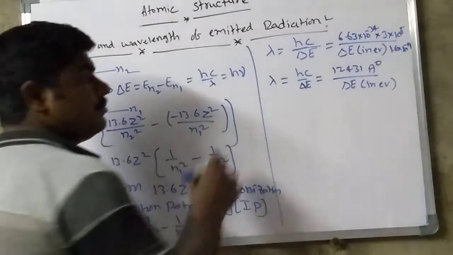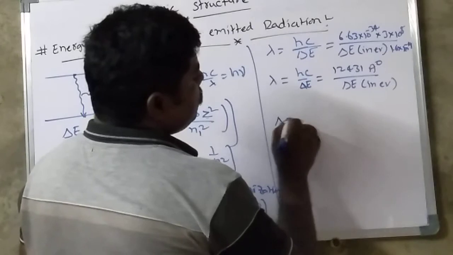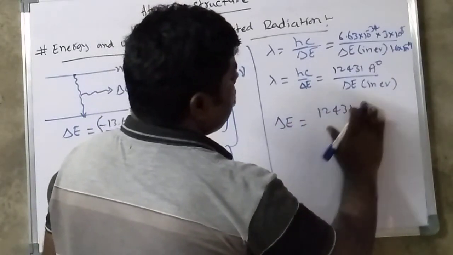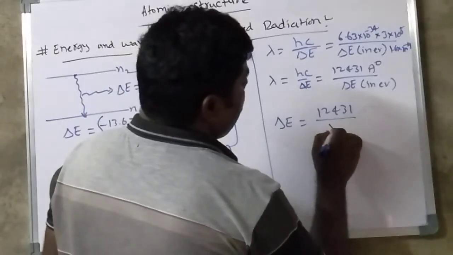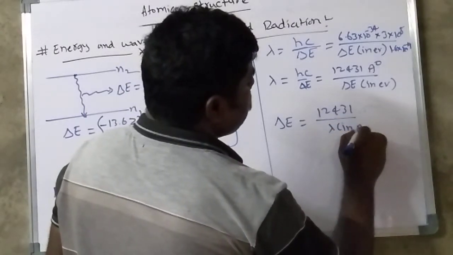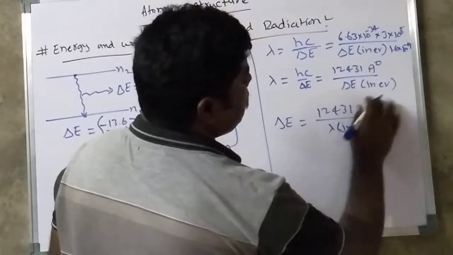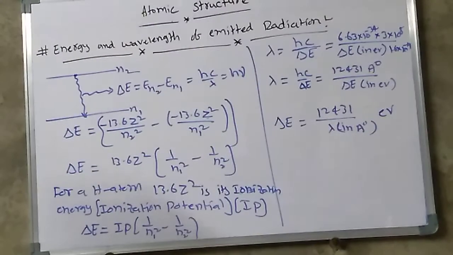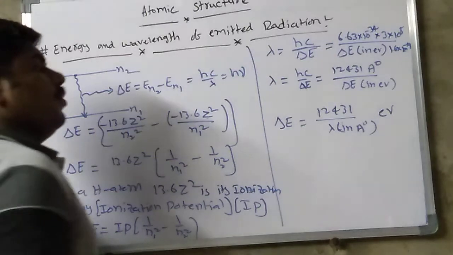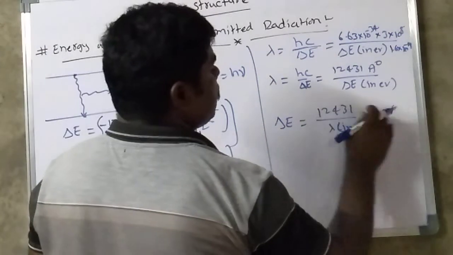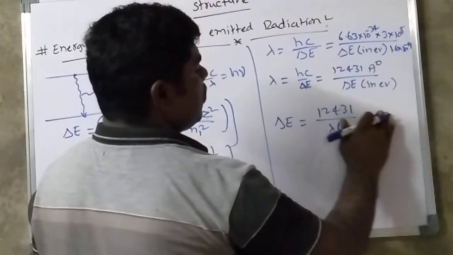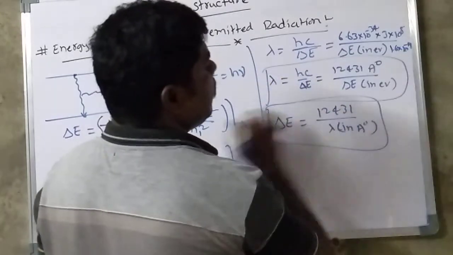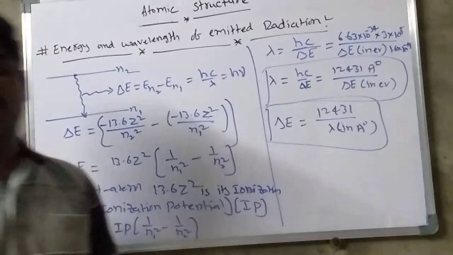So from this, delta E is equal to 12431 divided by lambda in angstroms, and this is in electron volt. You may remember this value in terms of electron volt. This value and this value are very important.